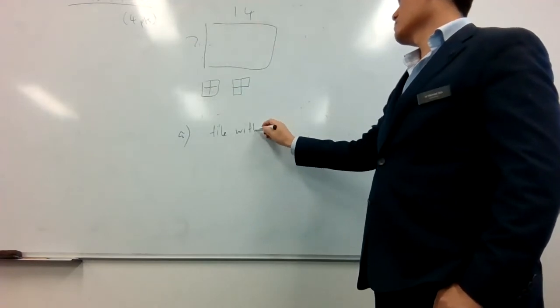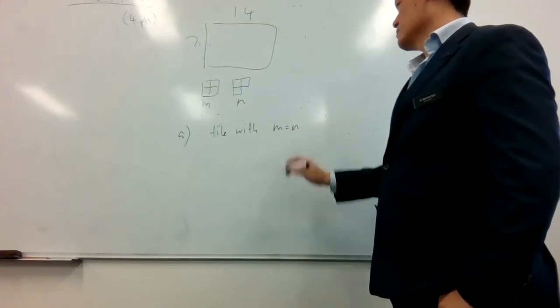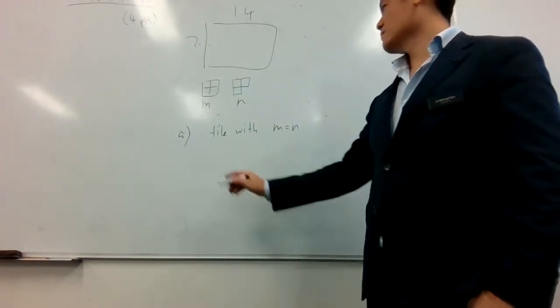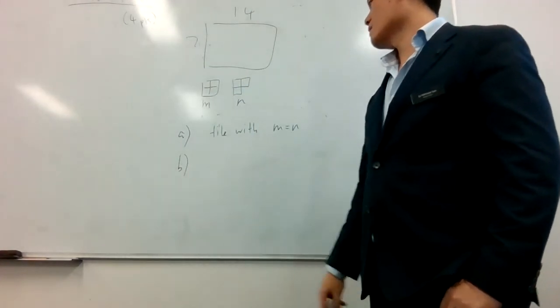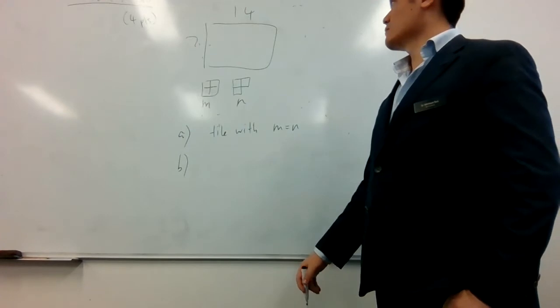So maybe call the number of these m and the number of these n. M equals n? Yes, we can. I drew a diagram. We can fit 2 of each in one 7 by 2 row.